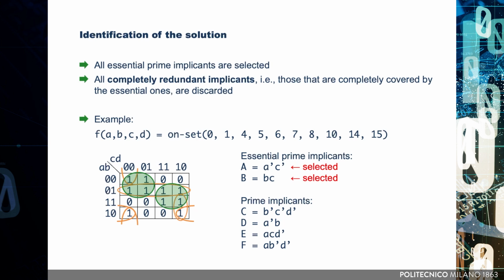Let's revisit the previous example. We select the implicants A and B because they are essential. Specifically, A is the only one covering the position 0, 0, 0, 1, which represents minterm 1, while B covers the position 1, 1, 1, 1, which represents minterm 15. Consequently, we can notice that D, the implicant covering the second row, is completely redundant, as its ones are already covered by A or B, and therefore it can be discarded.